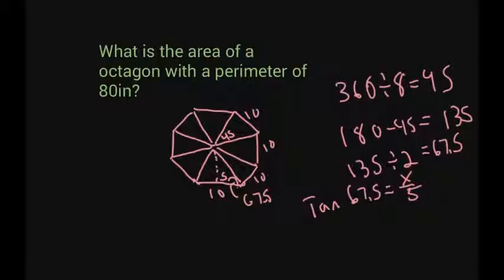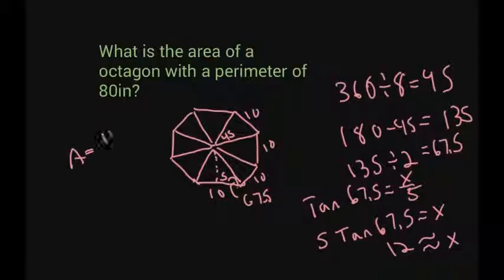Multiply both sides by 5 to solve. So we get 5 tangent 67.5 equals our x. So type that in your calculator: 5 tangent of 67.5. And you're going to get about 12. Round to 12. So now we can do our area.